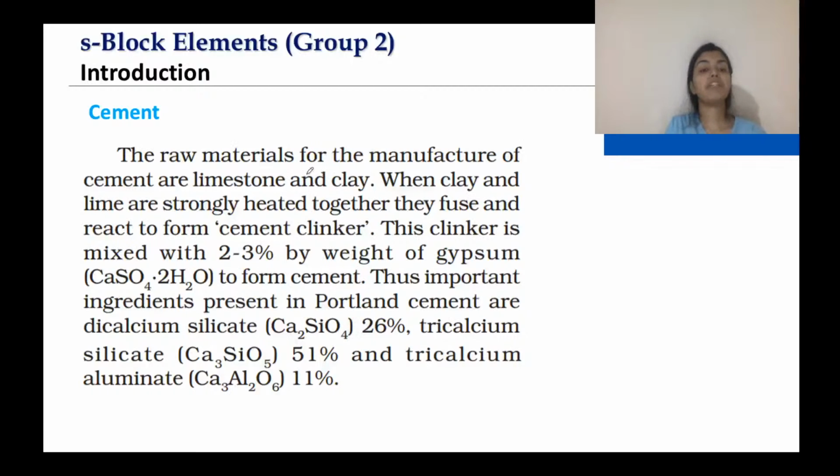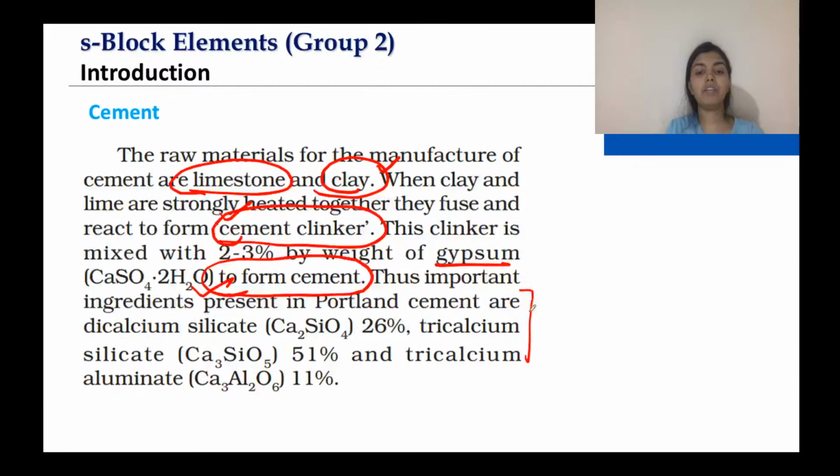Now, what are the raw materials for the manufacture of cement? They are limestone and clay. When clay and limestone are heated together strongly, they form cement clinker. This cement clinker is mixed with gypsum to form cement. This you can leave. It is only for additional knowledge that Portland cement ingredients are dicalcium silicate, tricalcium silicate, and tricalcium aluminate.